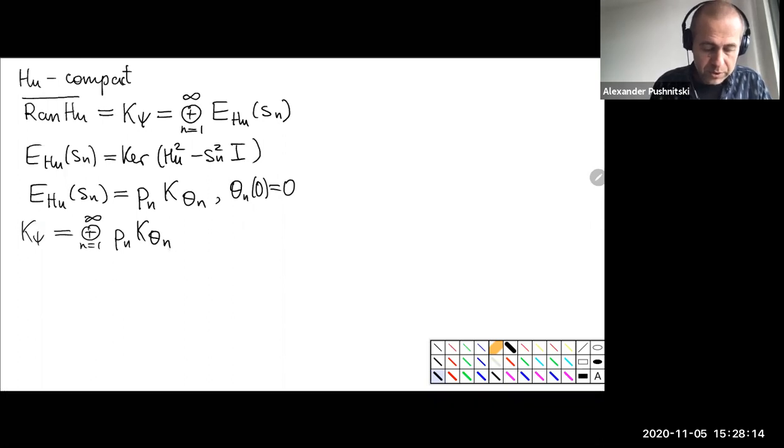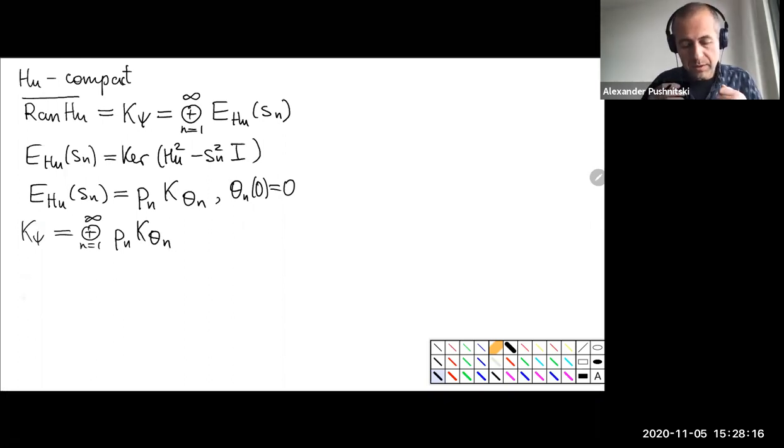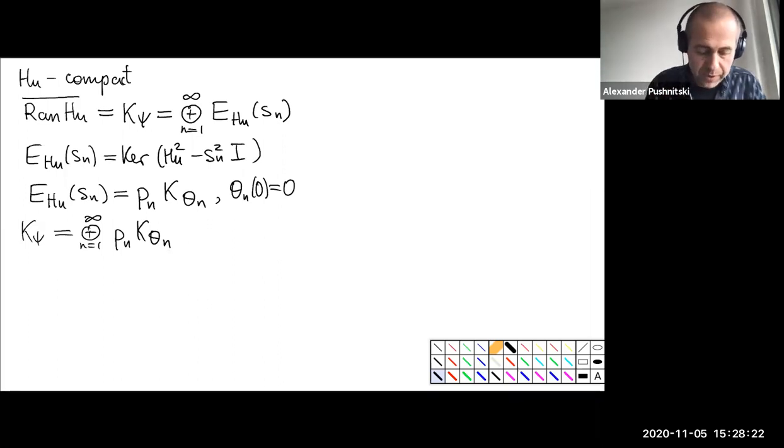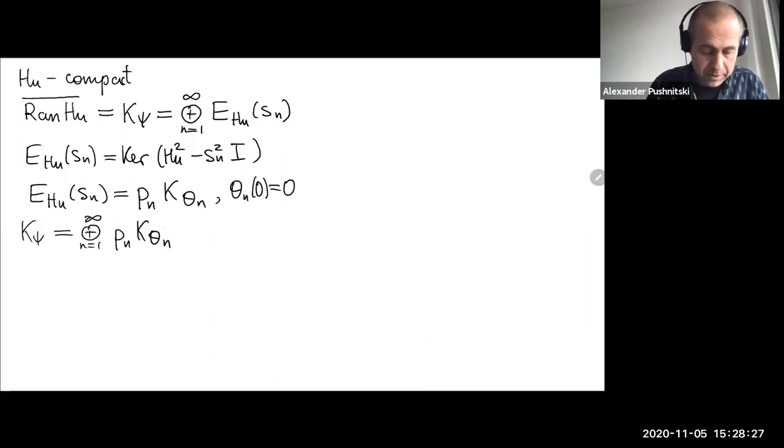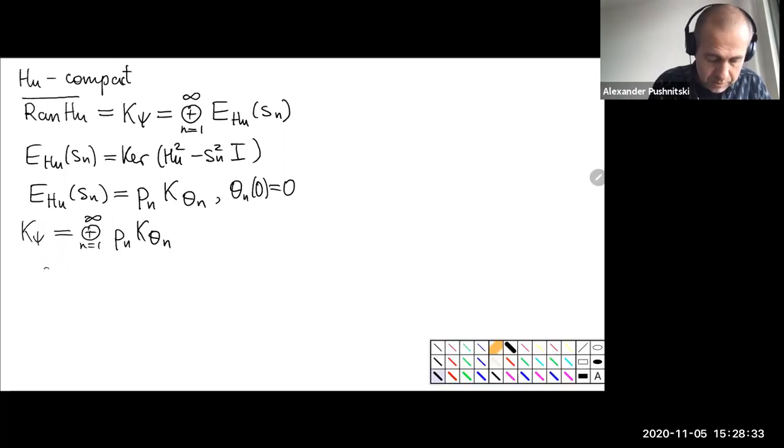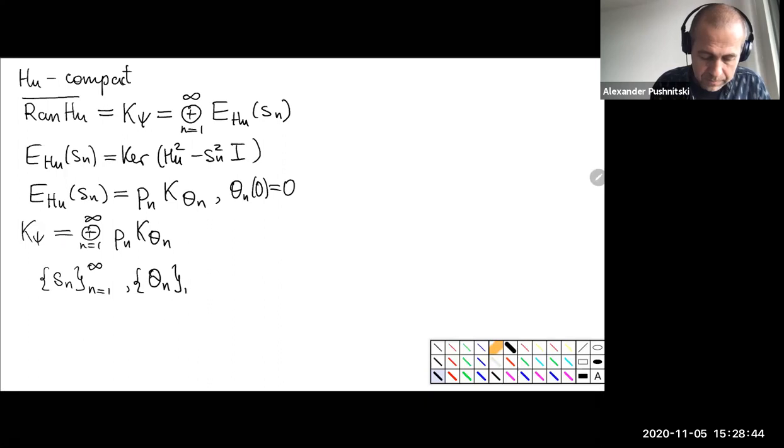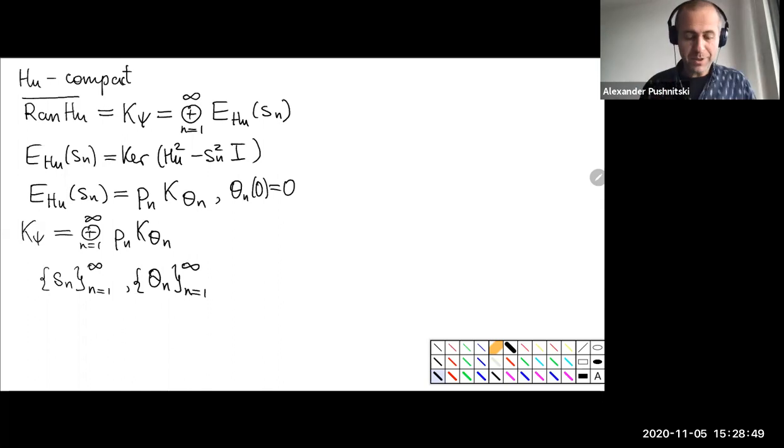Okay, so it turns out that you can parameterize your Hankel operators by looking at these functions appearing here. What you need to use is the sequence of singular values and the sequence of those inner functions. This is the spectral data. Turns out this is not a complete spectral data. You need to use something else.